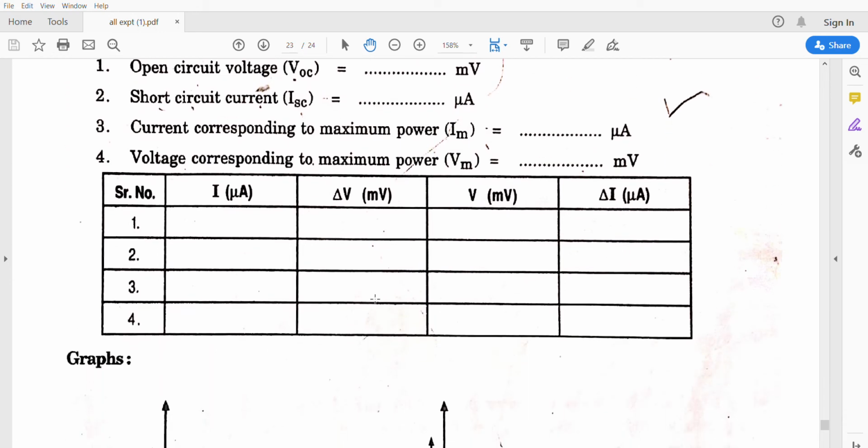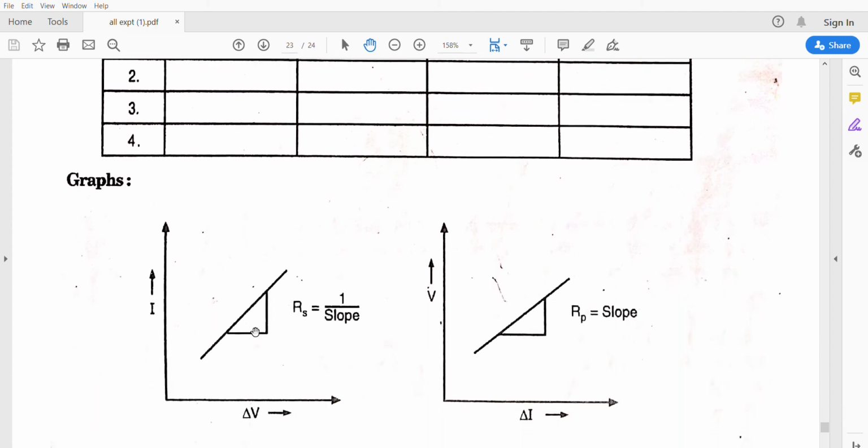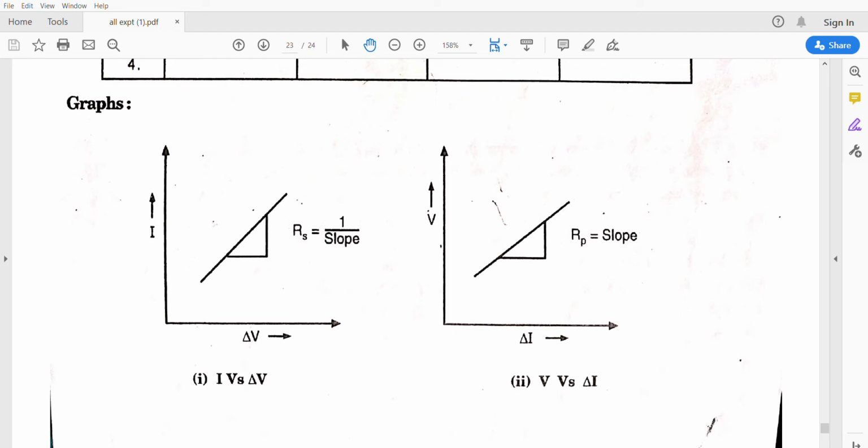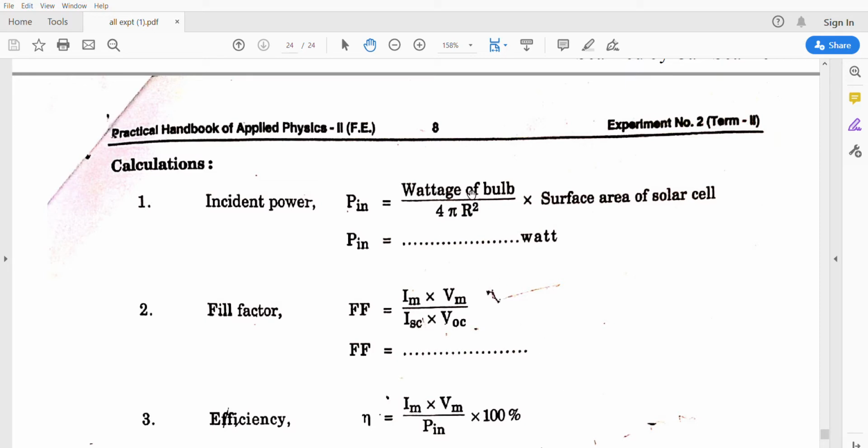From that you can understand this tabular column of I, delta V, V and delta I. From this you can draw the graphs of I versus delta V and V versus delta I, and take the slopes. From that you can calculate the input power, that is the wattage of the bulb divided by 4 pi r squared, multiplied by the surface area of the solar cell. These can be calculated easily from the device. Wattage of the bulb is for the bulb we are using to shine on the solar cell. R is the distance from the bulb to the cell, and the surface area can also be calculated easily. So substitute all the values here and calculate the input power.